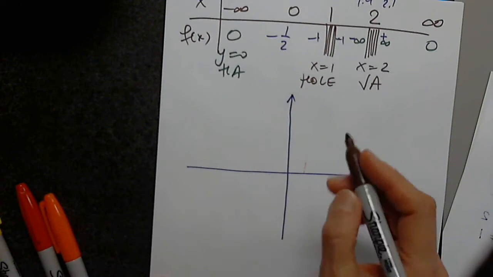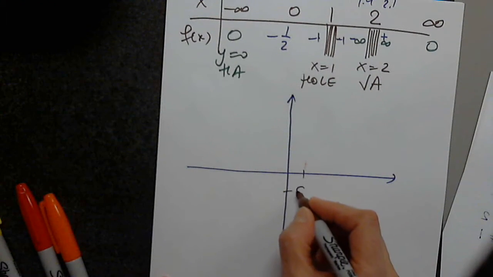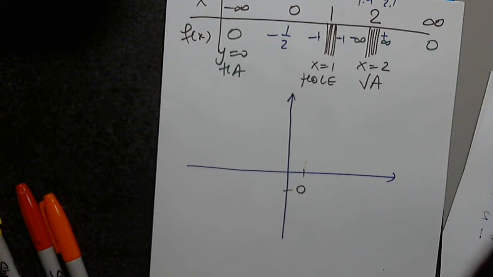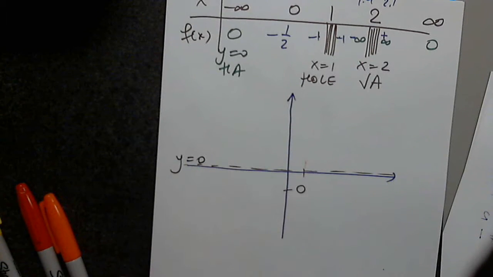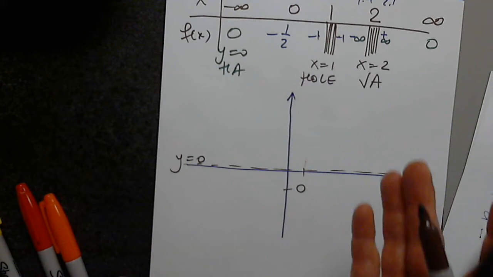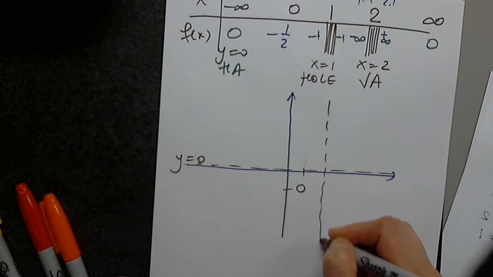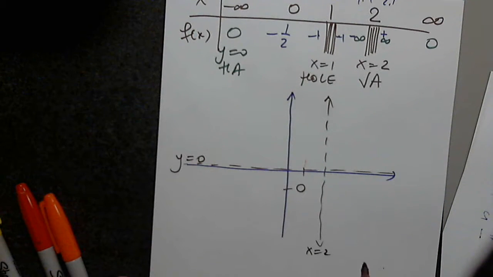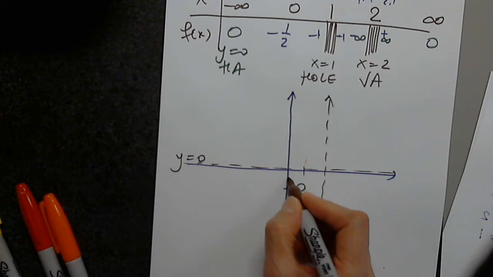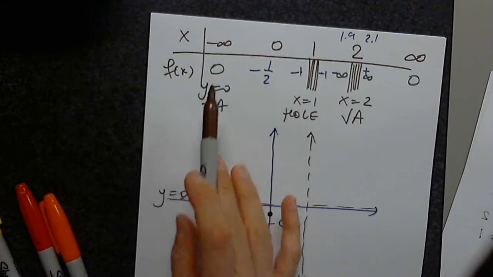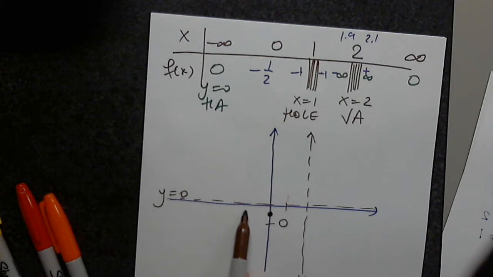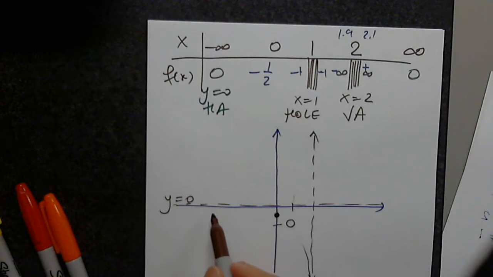So 1, negative 1 is a hole in the graph. Y equals 0 is an overkill because it's already there. X equals 2 is a vertical asymptote. I have to plot this point, 0, negative 1/2. I follow my chart again from approaching 0, crossing, going through this hole, and coming down to negative infinity.